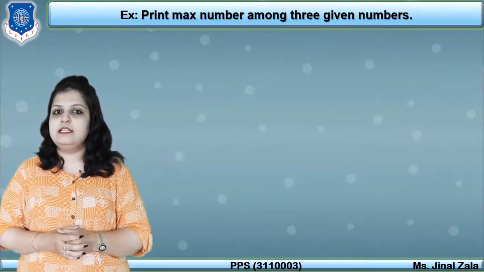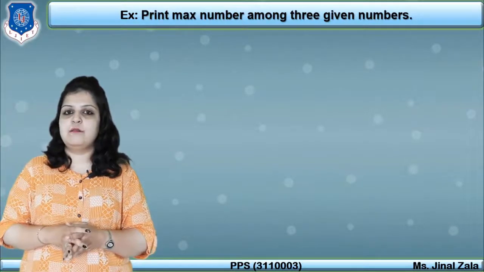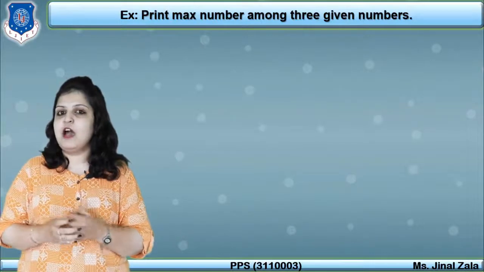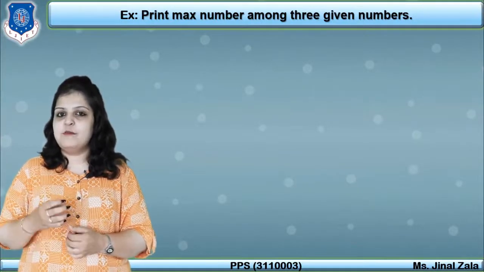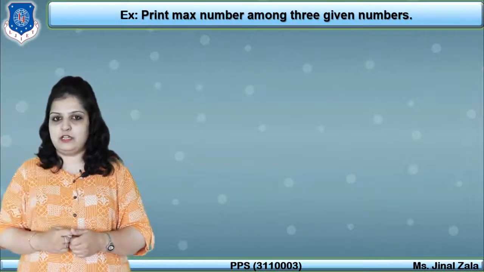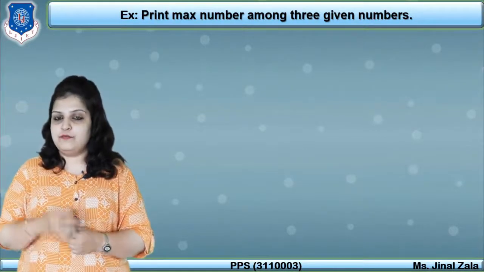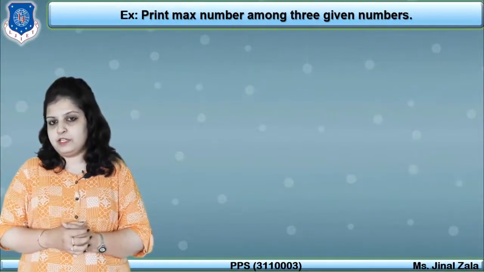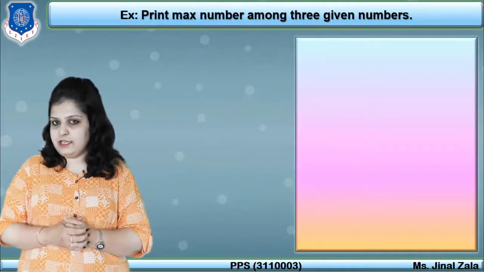Let's see one example to clear the idea about nested if else. The problem is: print the maximum number among the 3 given numbers. In the previous video lecture we found the maximum number among 2 numbers, where we required only a single condition. But here you want to find it from 3 different numbers, so here we require multiple conditions. Let's see how we can write it.